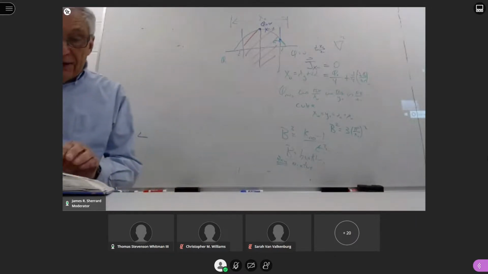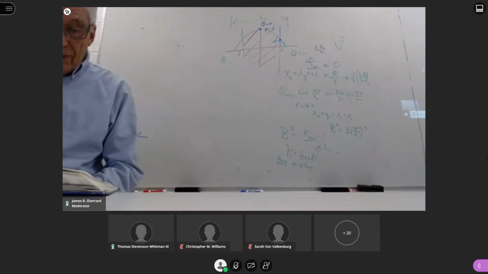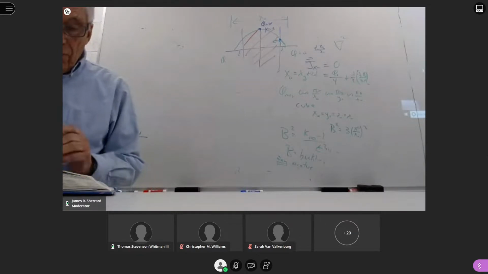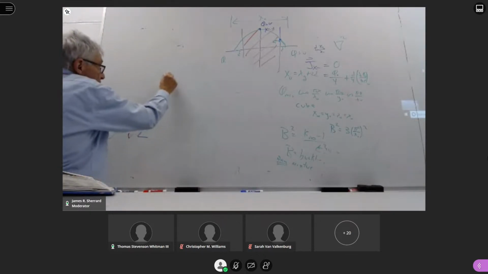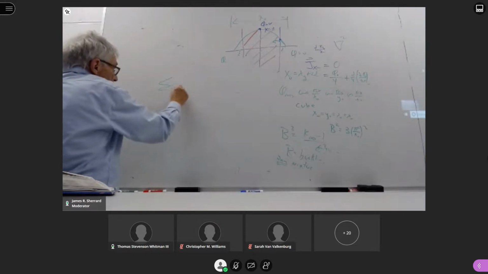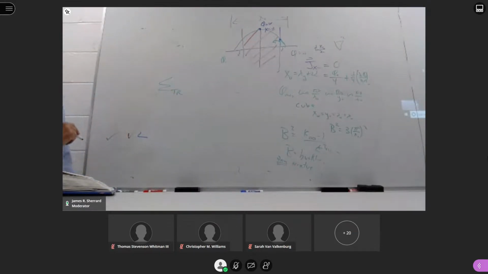Yes, if you go back and look at page 260, and you look at the definition of macroscopic cross-section for transport.